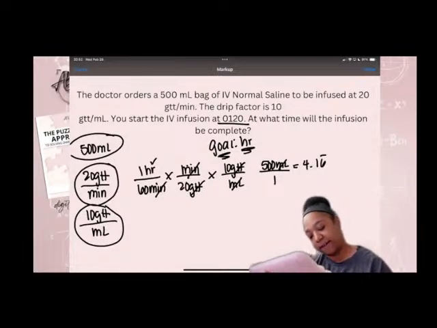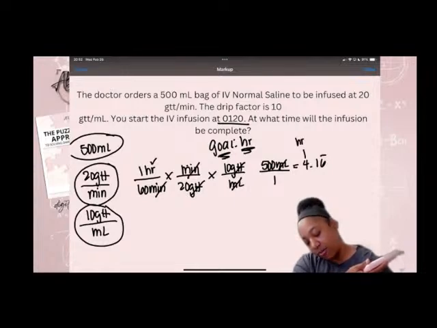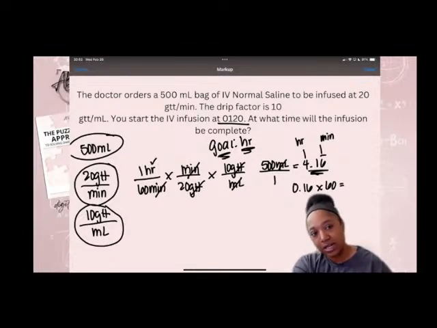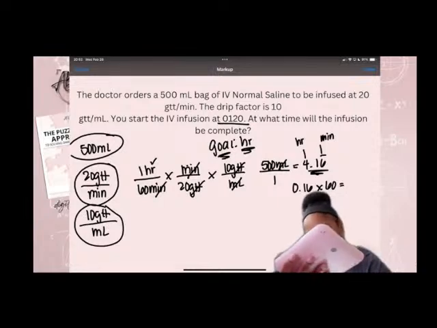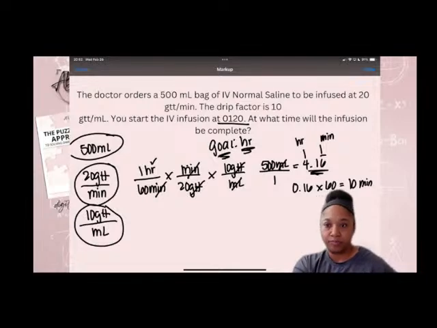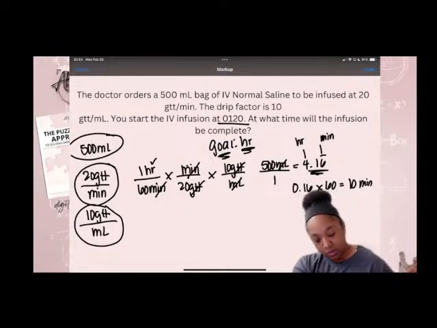4.166 repeating. Okay, so look, this is the hour part. This is the minute part. I don't know what 0.16 minutes is, so therefore I'm going to take the number behind the decimal and multiply it by 60 because there's 60 minutes in an hour, and this is what's going to give me my minutes, okay? So 0.16 times 60 equals 9.6. So we're going to say that's 10 minutes, okay? Round it to the nearest tenth, okay? So now we have 4 hours and 10 minutes, okay?